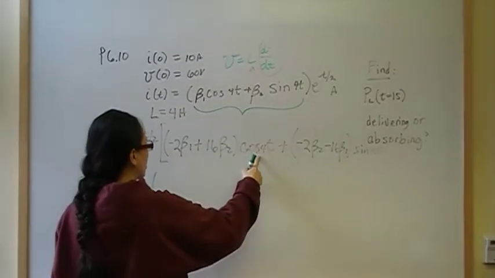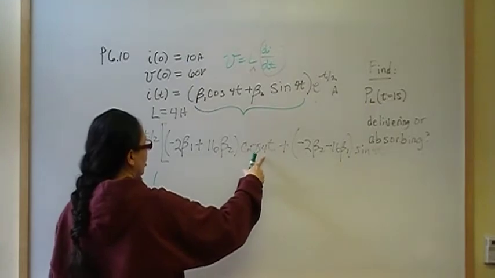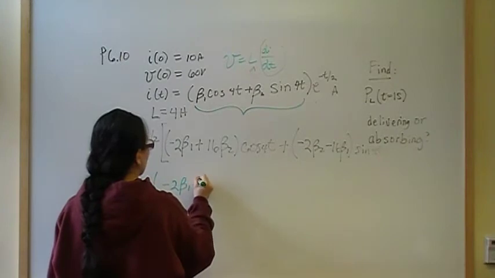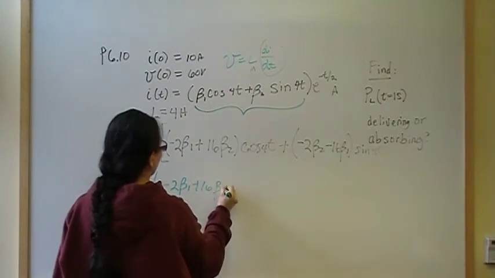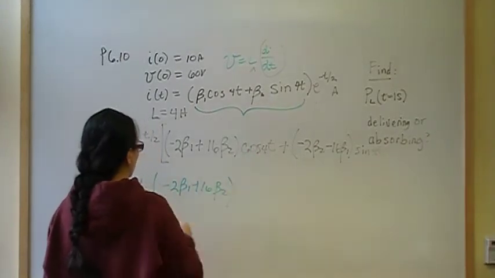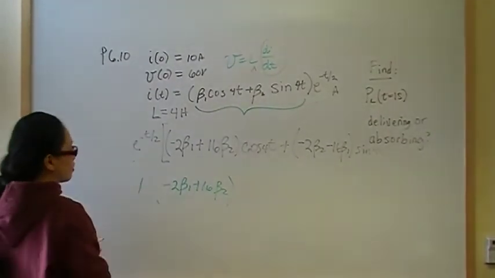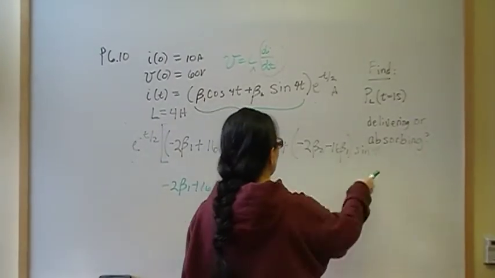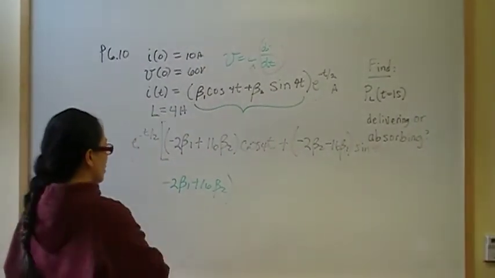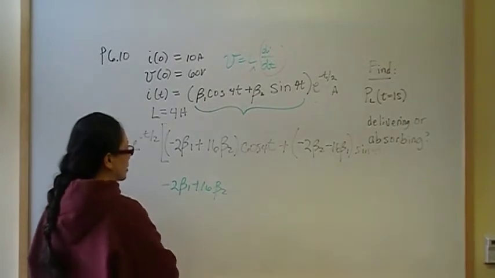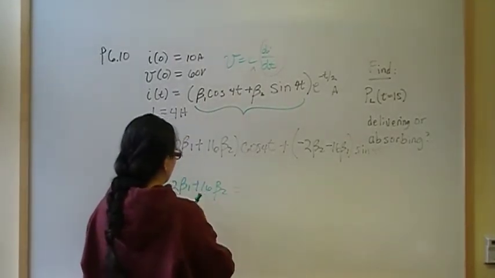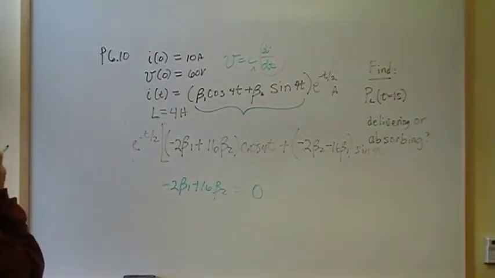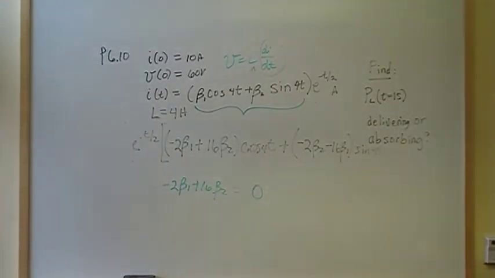Over here, cosine of 4t, cosine of 0 is 1. So we have negative 2 beta 1 plus 16 beta 2 times 1. So basically we have this term, minus 2 beta 1 plus 16 beta 2. And then here, sine of 0 is 0, so all of that term goes away. So one of our equations is negative 2 beta 1 plus 16 beta 2 is equal to 0. Okay, that is good. But that's one equation, and we have 2 unknowns.